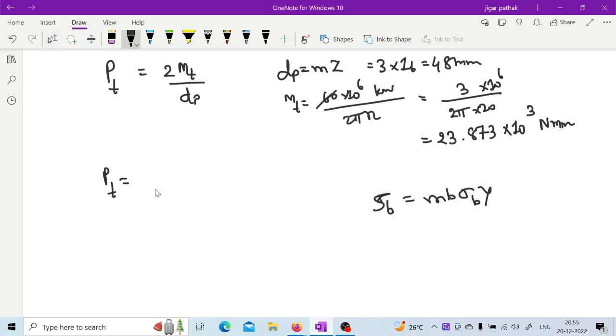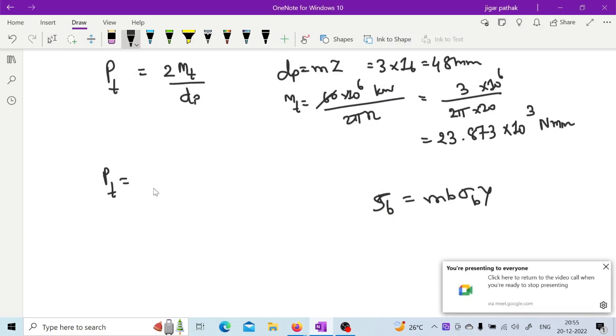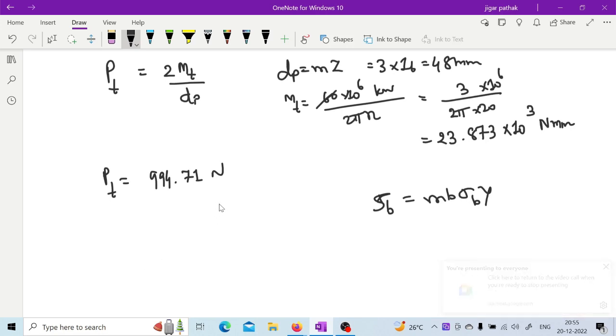Now can anyone tell me what this PT is? 994.71 Newton almost, right? That is what I have written. In order to have a safe design, whatever effective load we are having must be less than the beam strength, that we know, right?